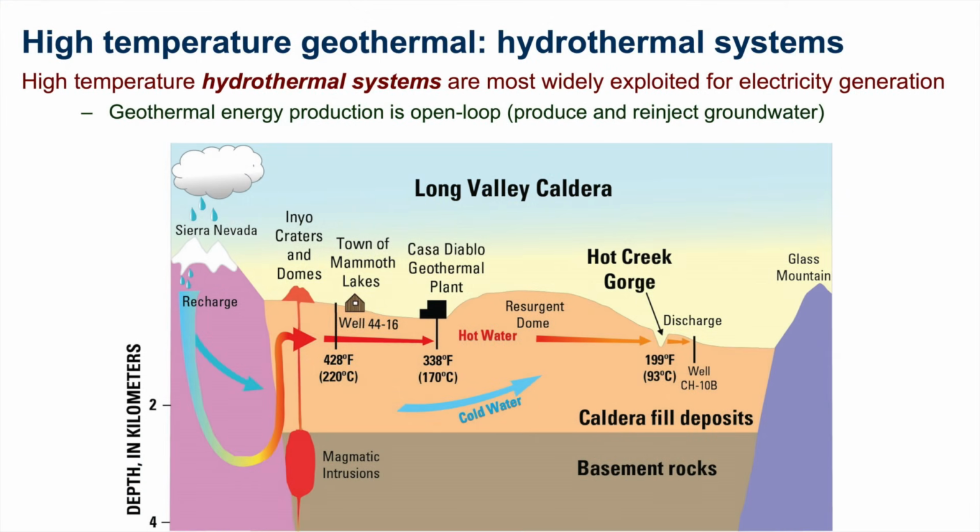And I should point out that all of these systems are essentially operated with these open loop wells. We pump the groundwater out of the ground, run it through the turbines, then we re-inject it back into the ground to maintain the reservoir pressure.